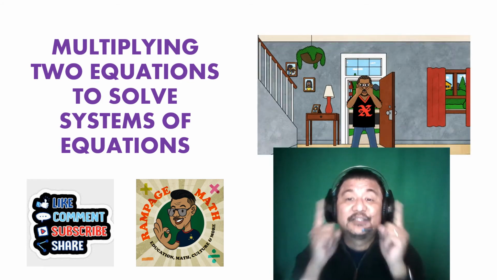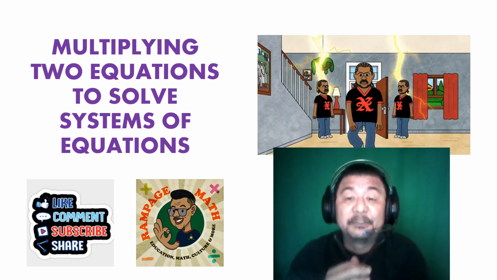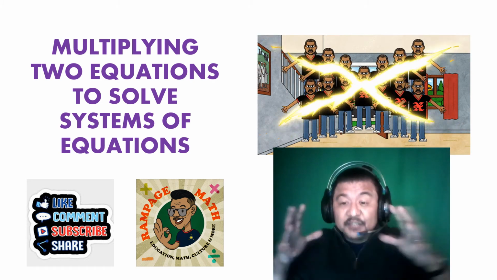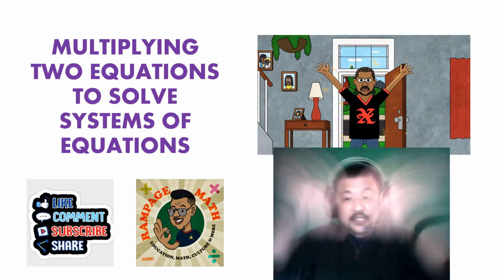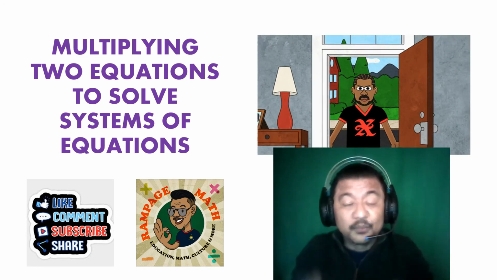Hi there, check out this animation, right? What's happening? He does this X, so that means multiplication. And what happens? When he does that, he multiplies, right? And then suddenly he disappears. So you multiply so that something will disappear.